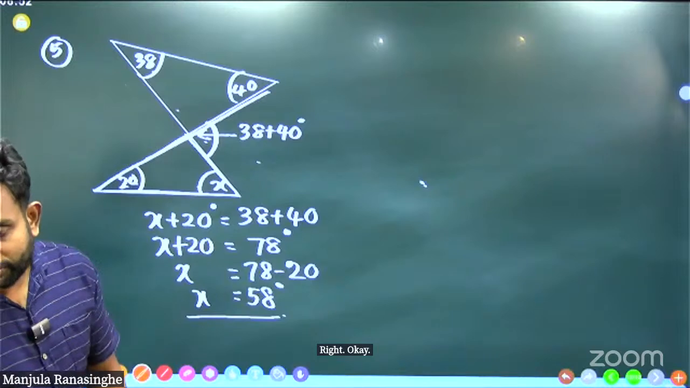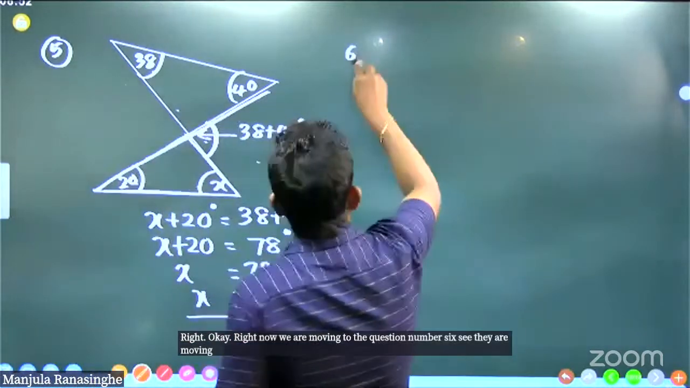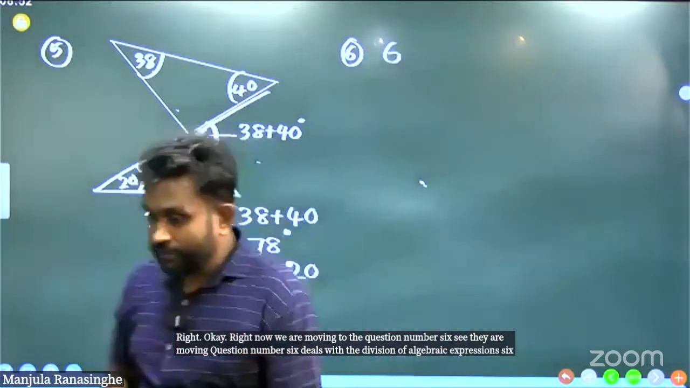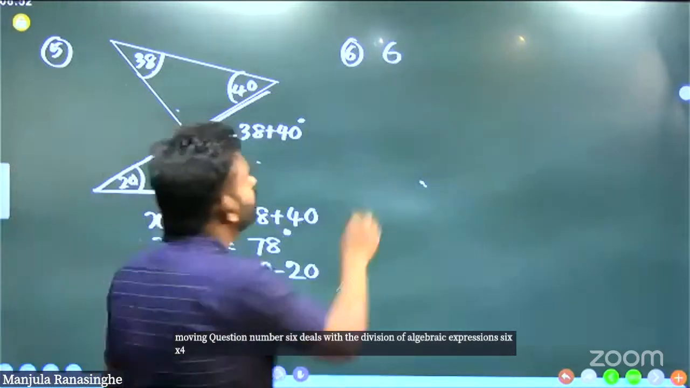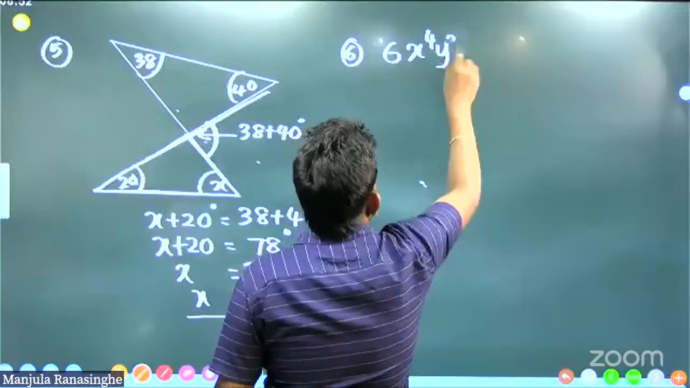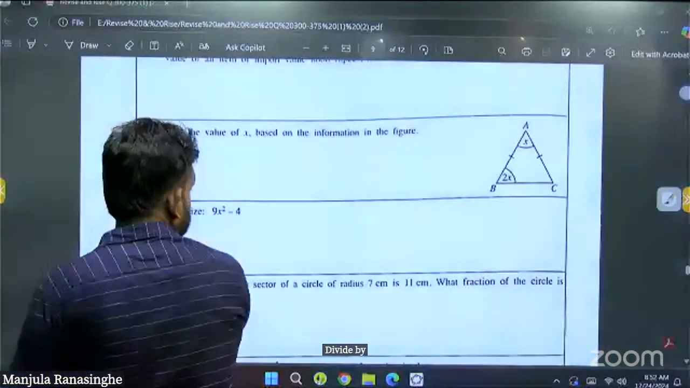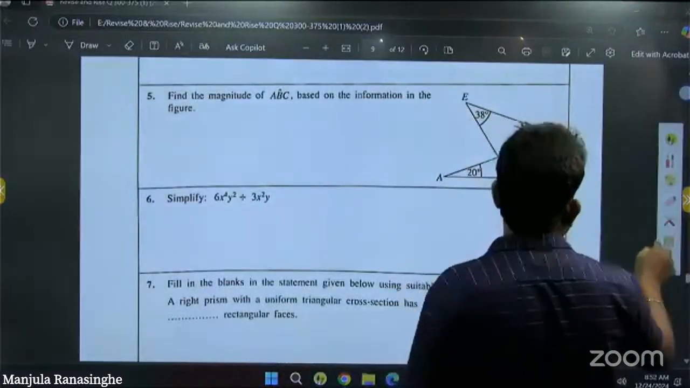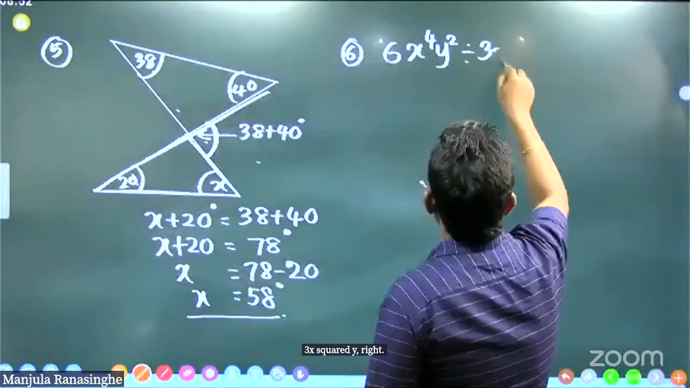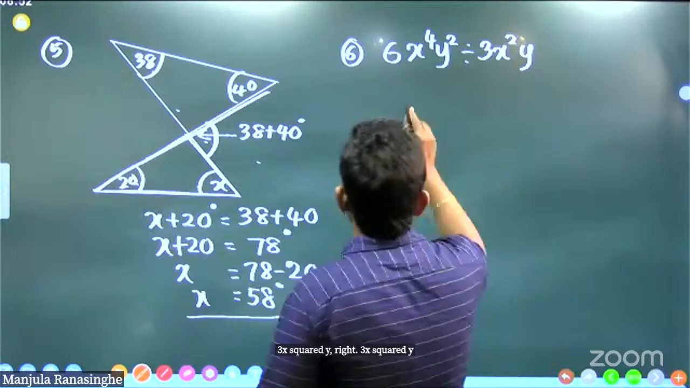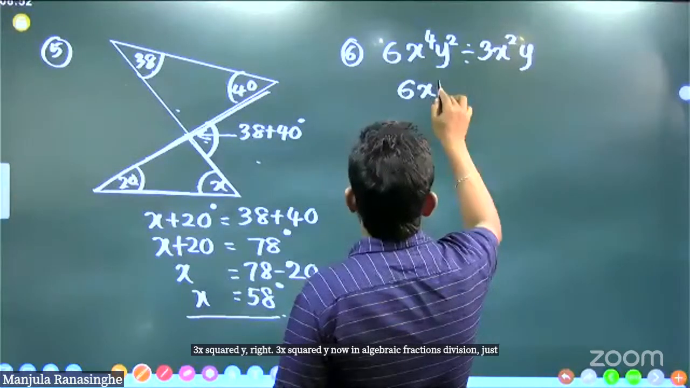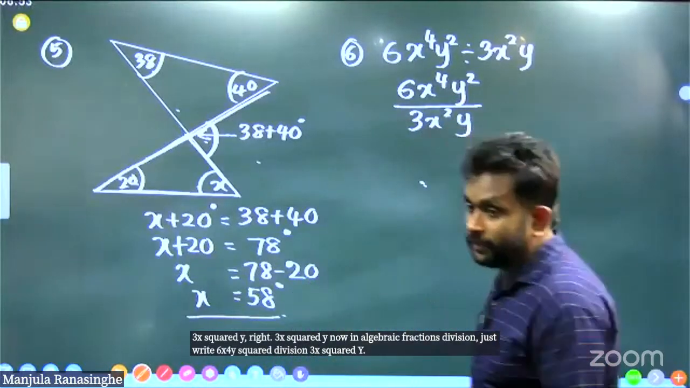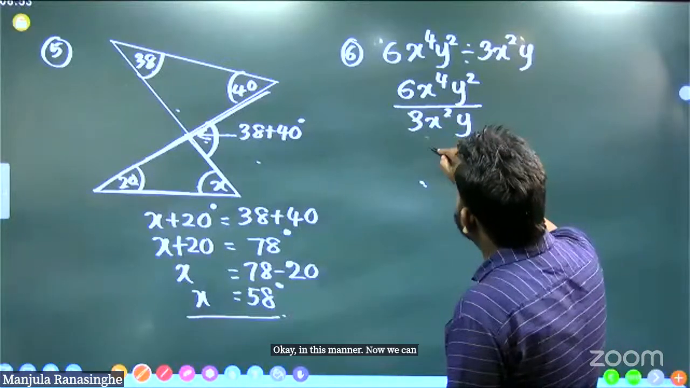Right. Now we are moving to question number 6. Question number 6 deals with division of algebraic expressions: 6x⁴y² divided by 3x²y. In algebraic fraction division, just write 6x⁴y² over 3x²y. Okay, in this manner. Now you can simplify: 3 ones are 3, 3 twos are 6.